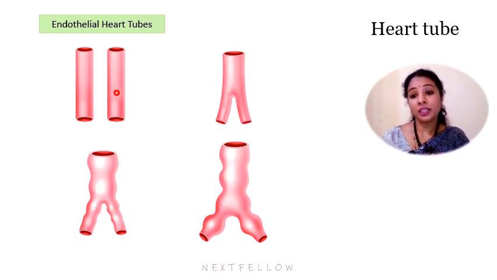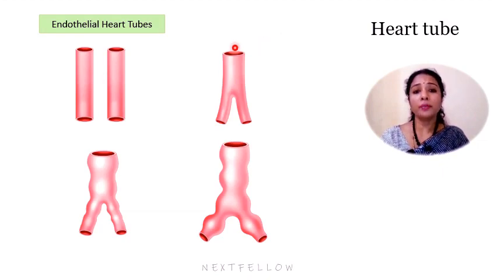So which are the earliest sign? The earliest sign of the appearance is by two endothelial strands which are known as angioblast cords. These are called angioblast cords, and they appear in the cardiogenic mesoderm, and these cords later get canalized to form the endothelial heart tubes, eventually forming heart tubes.